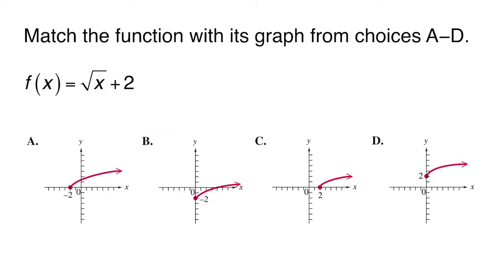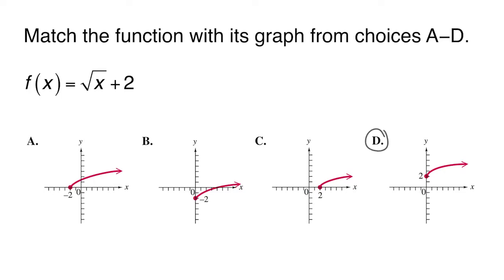Our function is f(x) = the square root of x plus 2. Therefore, we're looking for the graph that is the same general shape as the square root of x function, but is shifted up 2 units. This is the graph in choice D.